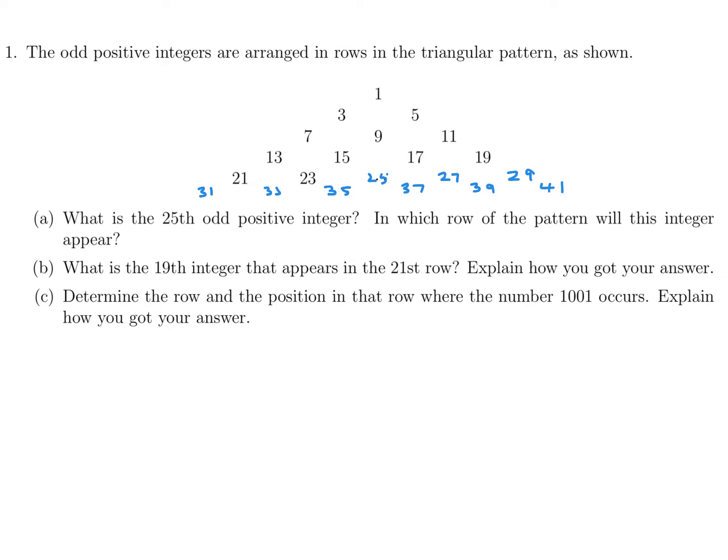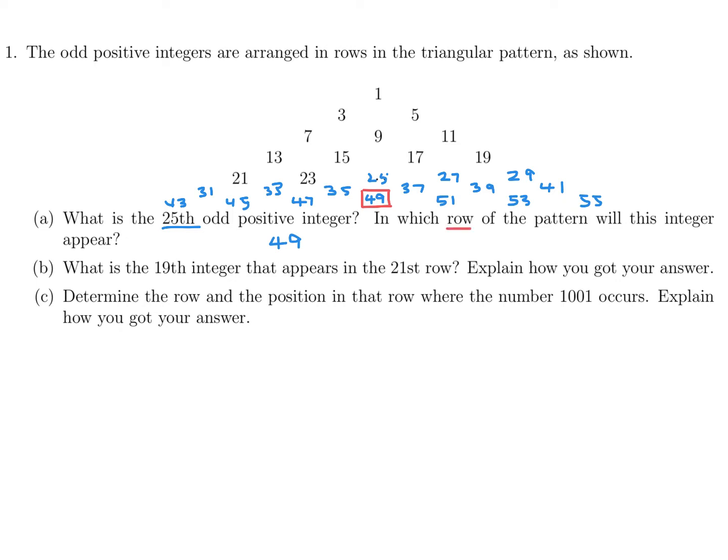So 43, 45 I should say, 47, 49, 51, 53, and 55. Now I think at this point I've reached the 25th, because the 25th odd integer would be the number 49, right? And you can count that to verify, and 49 is right here. So that's the 25th positive integer.